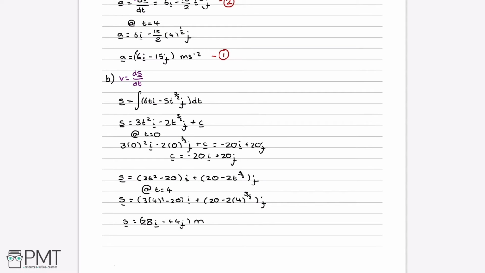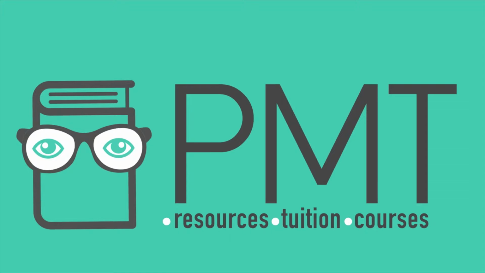Now, this question was also 3 marks. Our first mark came from integrating the equation for velocity, which we've done up here, and then we got a further answer mark for doing this correctly and getting the numbers they have in the mark scheme. And last of all, we get an answer mark for actually finding that the position vector at t equals 4 is 28i minus 44j meters.